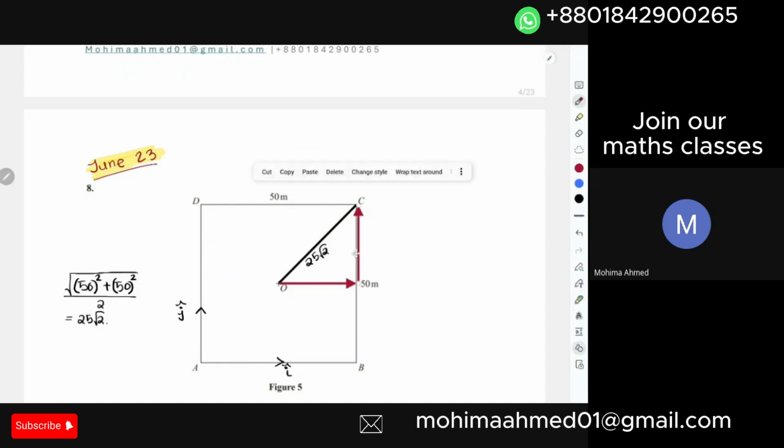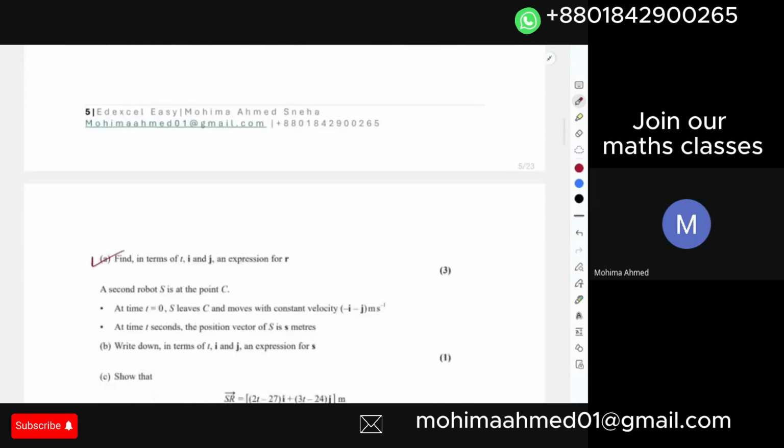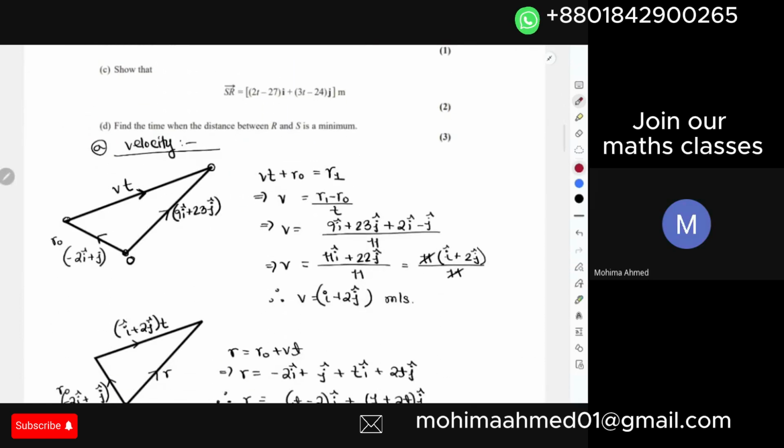So you have to say that since robot S was starting from point C, what is the position vector of point C? It's 25i plus 25j. The initial position vector R naught for that robot S at point C is 25i plus 25j. Is this clear, how we calculated the initial R naught for robot S? Yes, teacher. All this time over here, I was working with robot R.